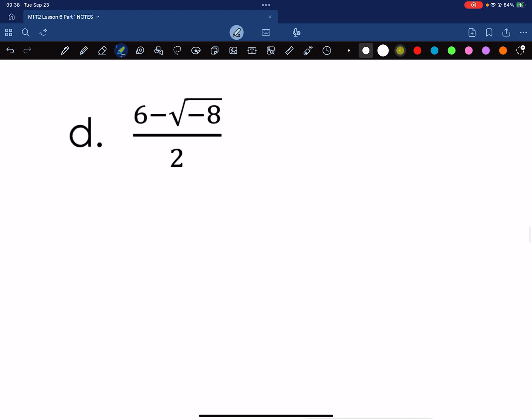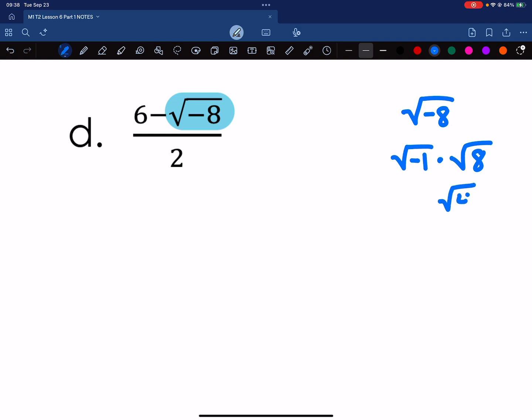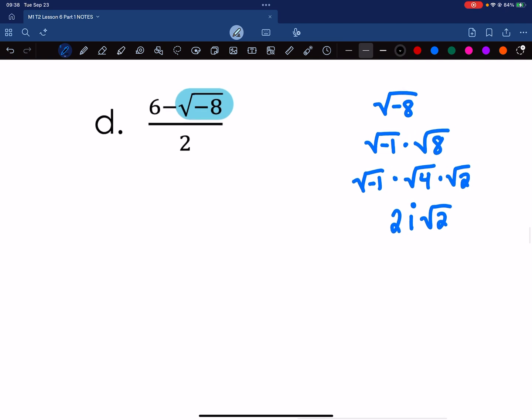Okay, looking at the next one, I see that we have another radical that we need to simplify, so let's do that off to the side. The square root of negative 8. So that would break down into the square root of negative 1 times the square root of 8. The square root of 8 breaks into the square root of 4 times the square root of 2. I'm going to drop down the square root of negative 1. Square root of negative 1 is i. Square root of 4 is 2. Square root of 2. So what we know is we have 6 minus, I'm going to plug in 2i square root of 2, all divided by 2.